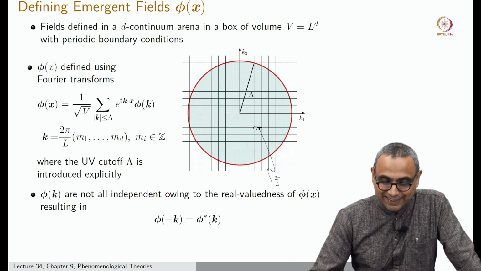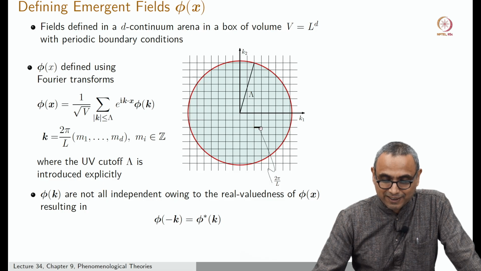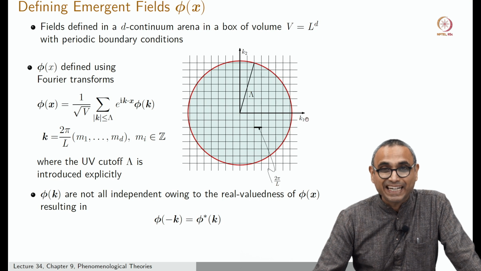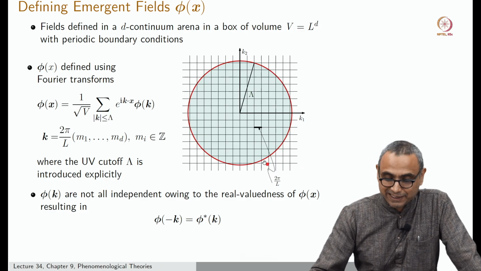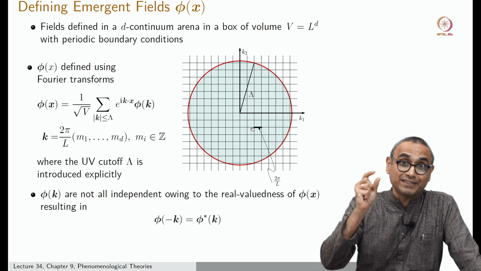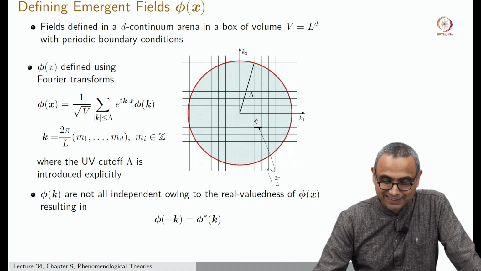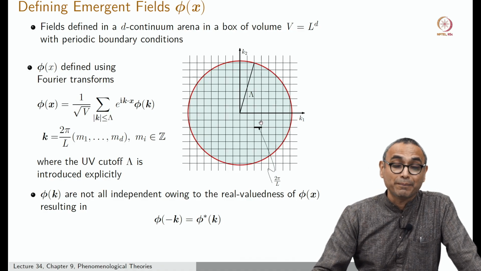So if I take the distance between any two k points here, that will be 2 pi by L. So the volume element here will be, in this case, since it's 2 dimensions, an area element. Area is the volume in 2 dimensions, and so 2 pi by L square. If it is in d dimensions, the d-dimensional hypercube formed by this little chunk here will be 2 pi by L to the power d.